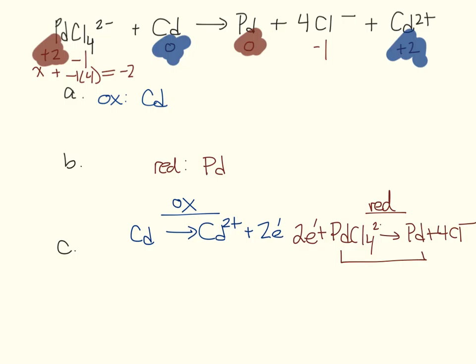The next question, which electrode is the anode and which is the cathode? To answer this question, it's actually really helpful to remember a really short phrase. Red cat and ox. In this case, the reduction is going to be associated with the cathode. So the cathode will be the palladium metal, and the anode will be the cadmium.